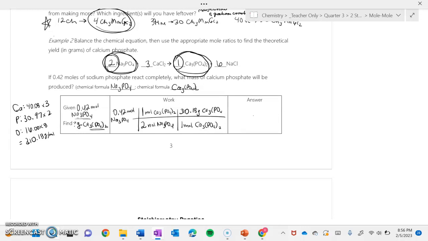Okay, so now we have all of our work done. And again, just to clarify, this middle step right here is the mole ratio using the coefficients as that conversion factor.